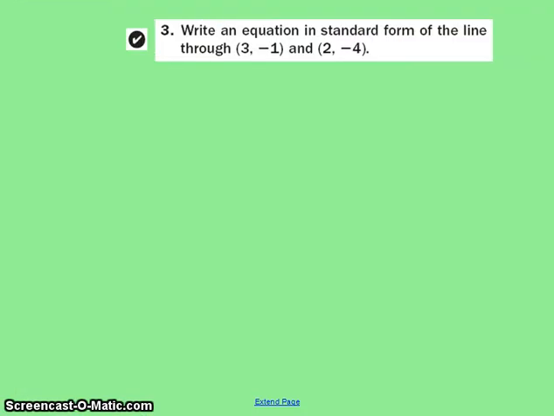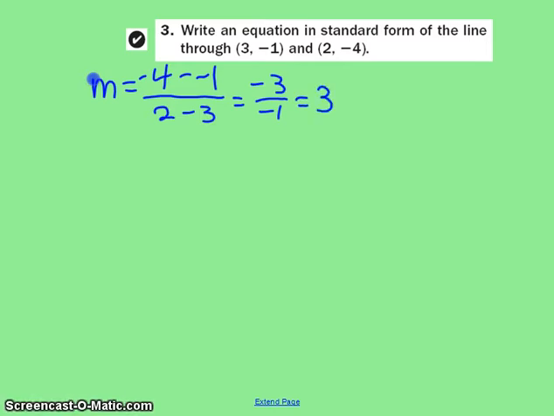So if you're looking at two ordered pairs, what we need to do is find the slope first. -4 minus -1, 2 minus 3. A slope of 3. Now it's your choice here. I'm just going to write the equations. You can go to slope-intercept form, or you can go to point-slope form. Me, I prefer to do point-slope form, but if you like slope-intercept form better, you can do that.